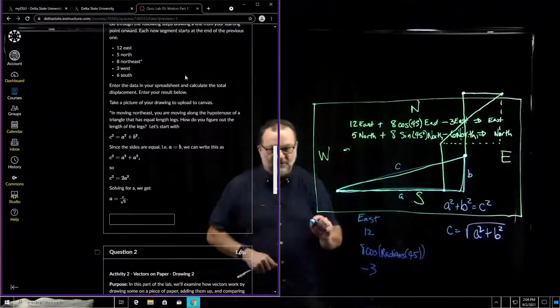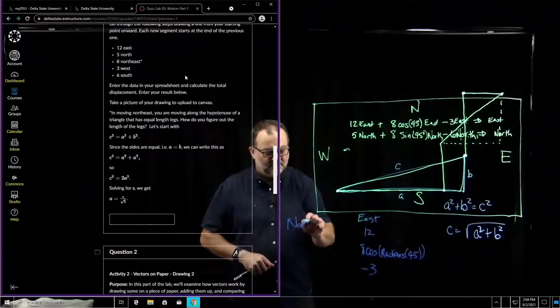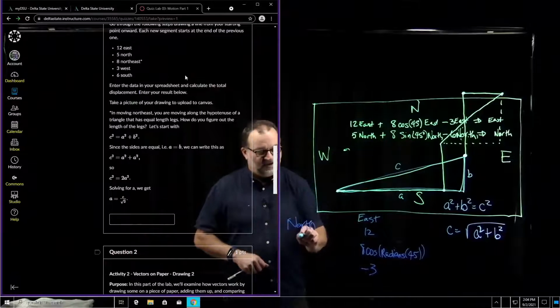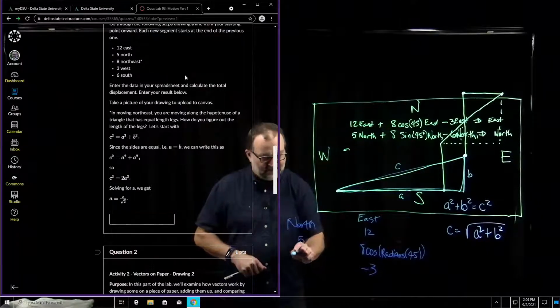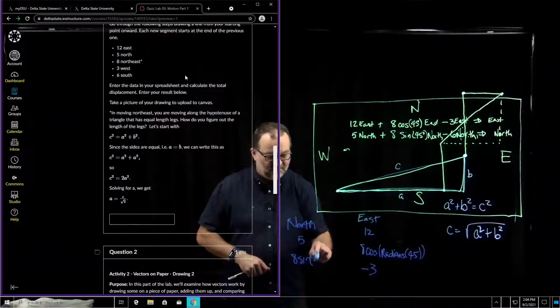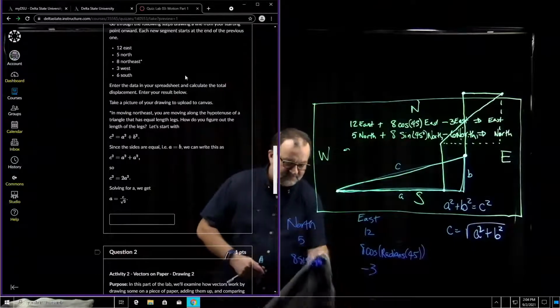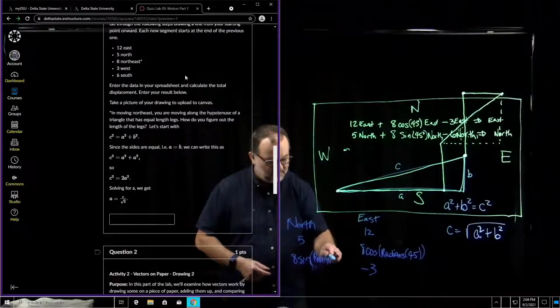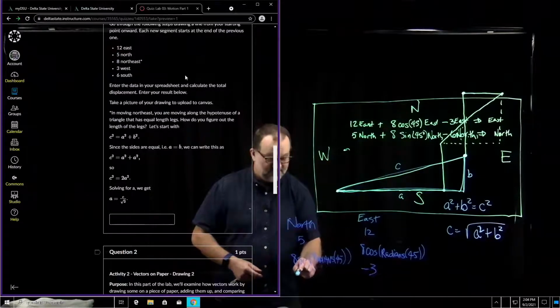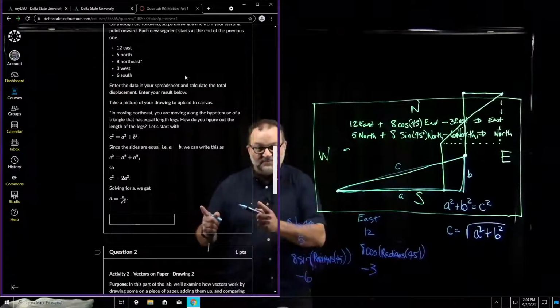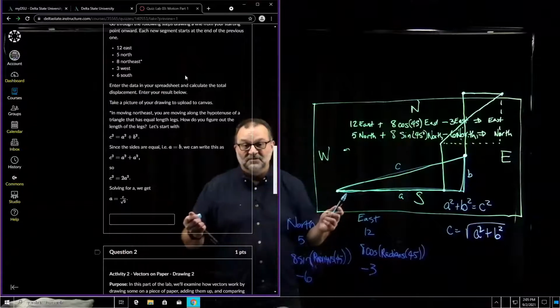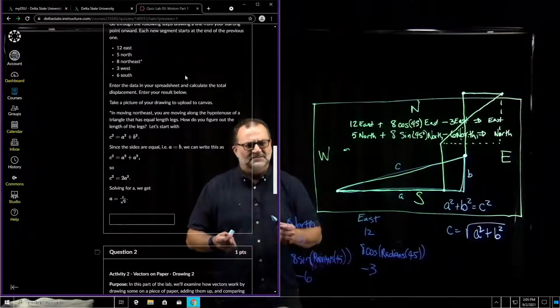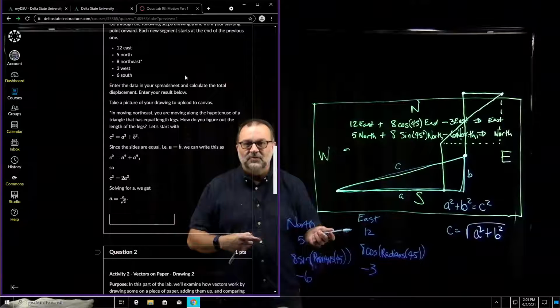And then in the northern direction, you're going to have 5, 8 sine of radians of 45. You've got to convert everything to radians for Excel. And minus 6. And that's for this problem. Your numbers will be different, of course. Or may be different. I don't know if you got the same ones or not. And so that gets us through this problem.